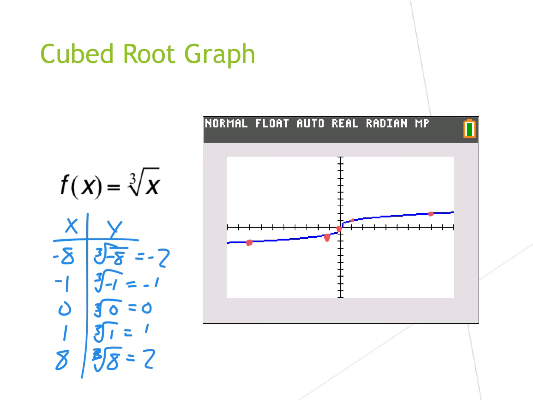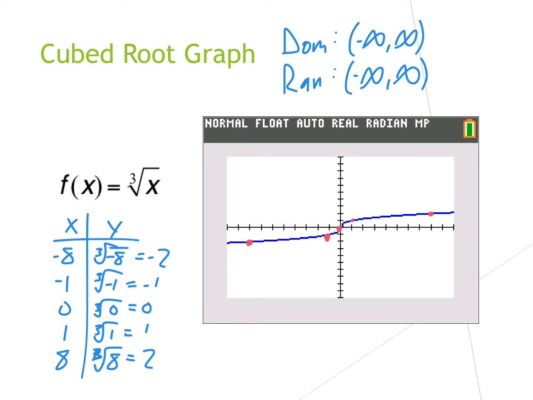The nice thing about that, when it comes to domain and range, is it doesn't matter if we shift these up, down, left, right, flip them around, stretch them, whatever transformation we do to them, they're always going to be from -infinity to +infinity, no matter what. So both domain and range, -infinity to +infinity.